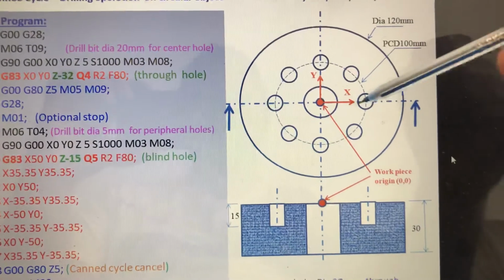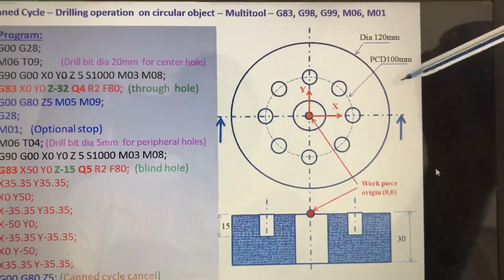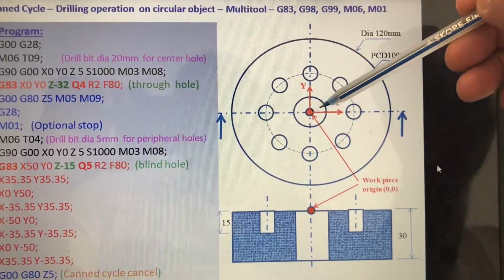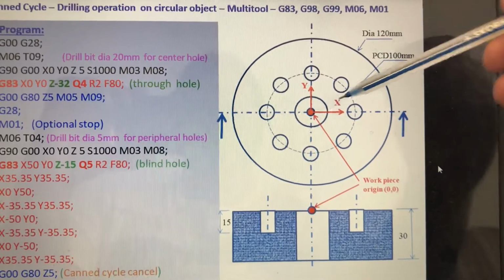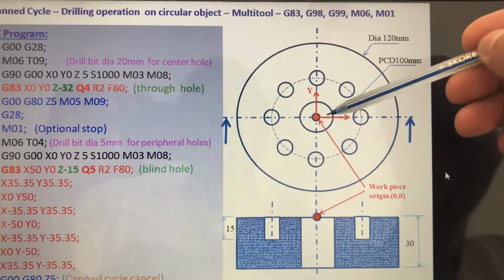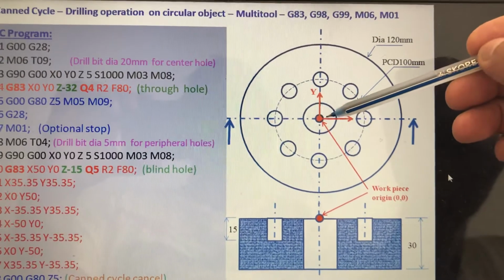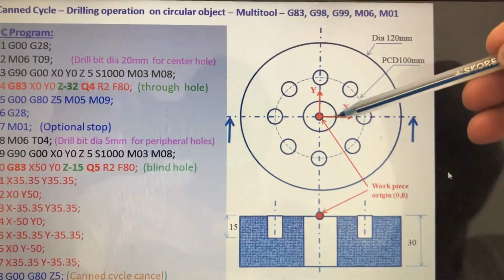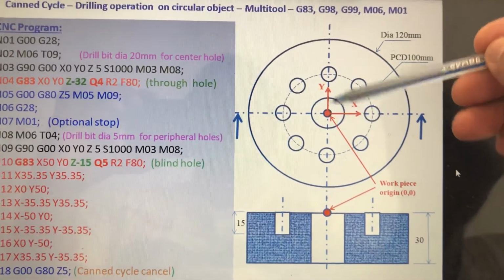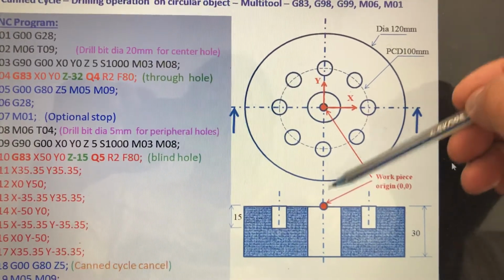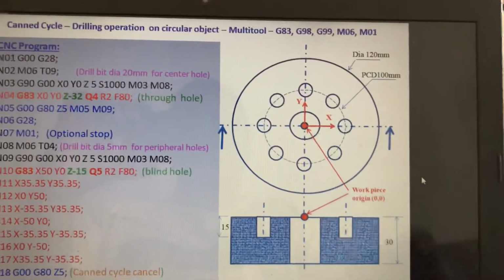We will take the axis of the workpiece and consider it as the workpiece zero point, or workpiece reference point. The workpiece zero point is the point where the values of x, y, and z are all zero. Here x is zero, y is zero, and z is also zero. So this is how we are fixing it.